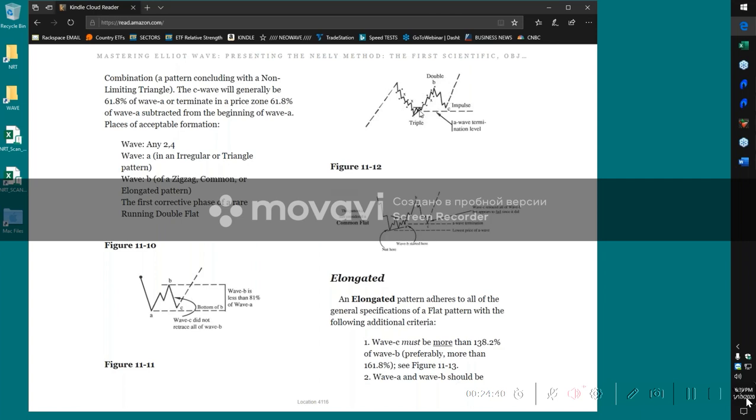So you can use contracting triangles as support and resistance levels in the market to determine whether it's weak or strong. So if it doesn't break it, it's strong. If it does, then it would be weak.